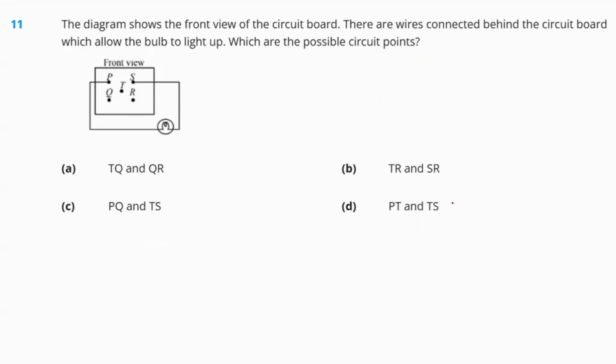Question number 11. The diagram shows the front view of the circuit board. There are wires connected behind the circuit board which allow the bulb to light up. Which are the possible circuit points? Okay. When we are talking about the bulb lighting up, it means your circuit should be closed so that current flow would be going on. So let us check all the options one by one. If we take TQ and QR, this is one option, right? So we will check if the circuit is closed. No, the circuit is nowhere getting closed over here.